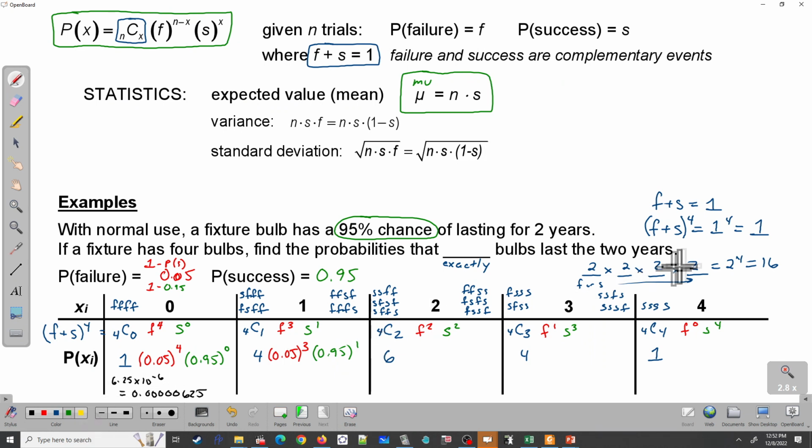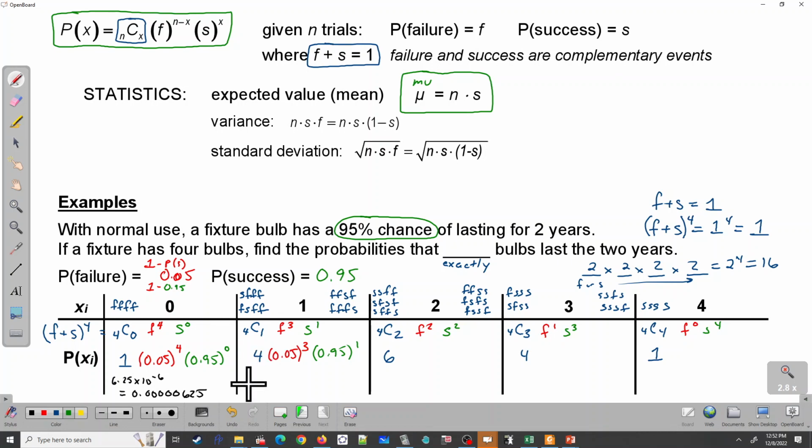So if you're doing this work over here, like the multiplication counting principle, you would have had to say, well, that was 0.05 times 0.05 times 0.05 times 0.95, and that would be this work here. But then I would have to add it to this probability and this probability and this probability, and that's why I have 4 of those same exact matching probabilities.